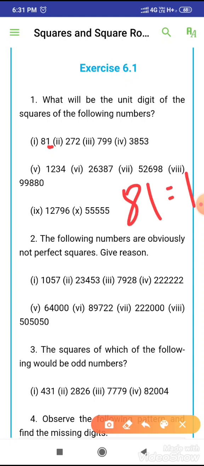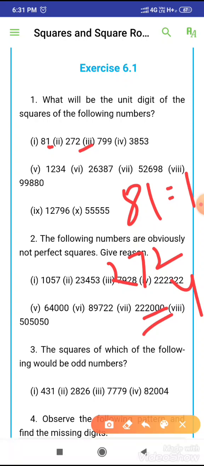Next number is 272. In this number, you simply multiply its unit place by the unit place of the same number. So you have 2 multiplied by 2, and you have 4. So the unit digit of the square of 272 is 4.